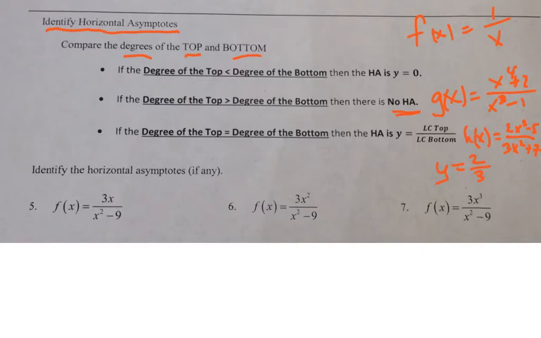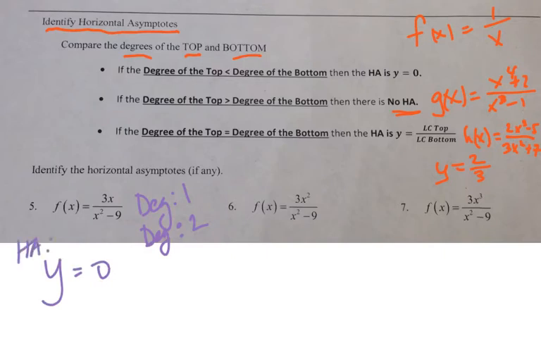Okay, so this one's actually a lot easier to determine than the vertical asymptotes. So we're going to do this kind of quickly for these next examples. We're going to identify the horizontal asymptotes if there are any. So for this first one, f of x equals 3x over x squared minus 9. All we got to do is look at the degrees. The degree of the top is 1. The degree of the bottom is 2. So the degree of the top is less than the degree of the bottom, so the horizontal asymptote is y equals 0.